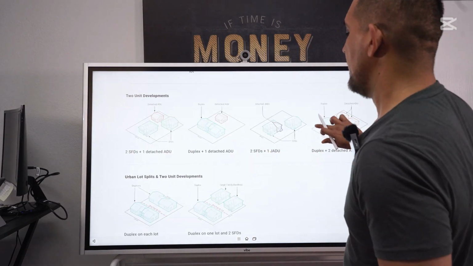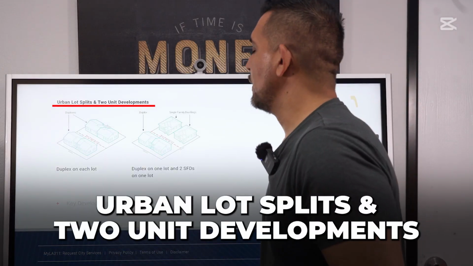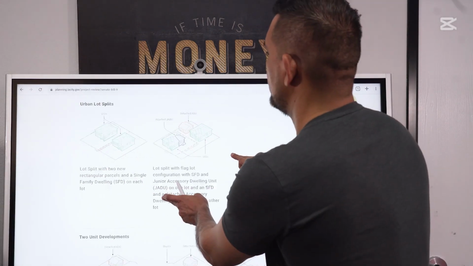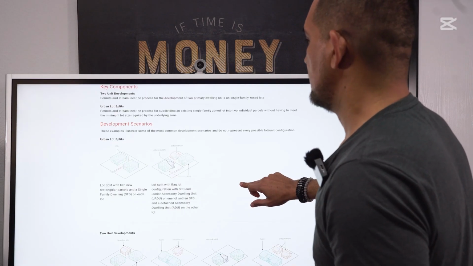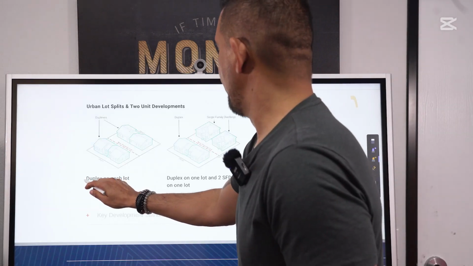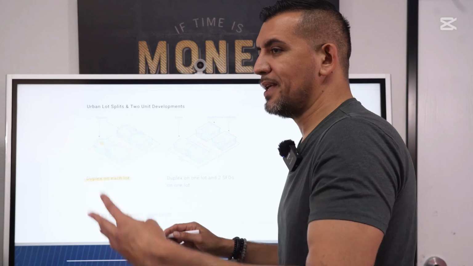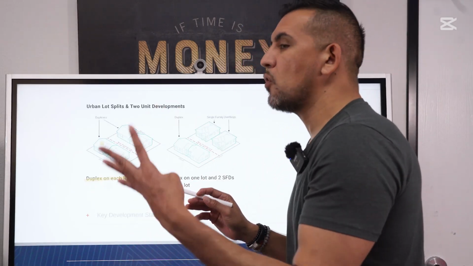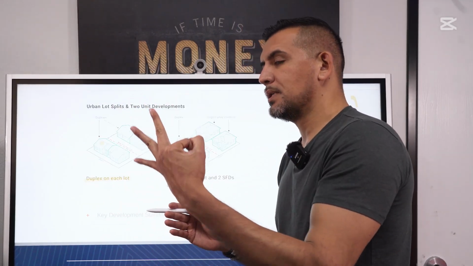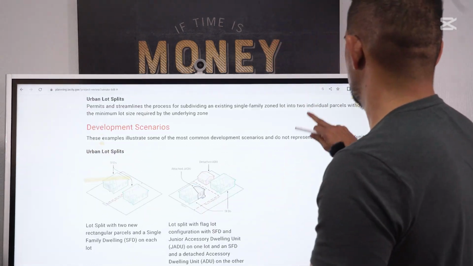Now, let's jump into the next configuration. Urban lot split and 2-unit development. This is a combination of these 2 scenarios, the 2 key components, the 2 development units and the lot split. So you have a duplex on each lot, so that you got 4 units. So the maximum allowable units is 4 if you divide it. If it's only 1 lot, 3 units, even 4, actually, as you can see on this last configuration here.